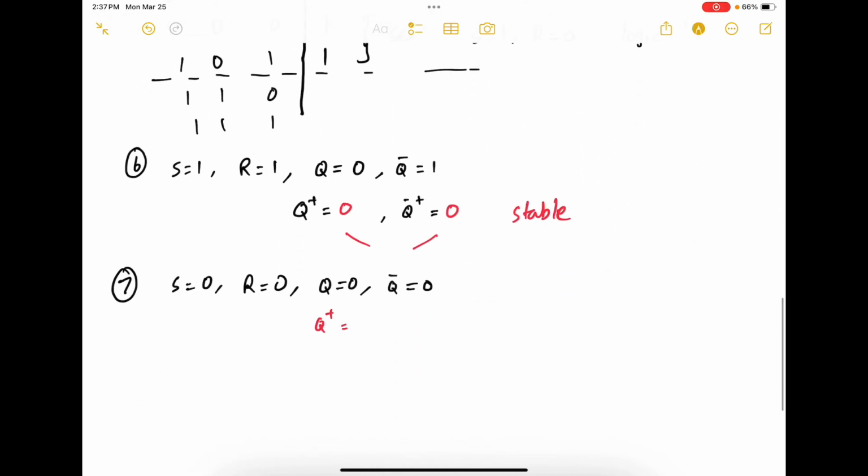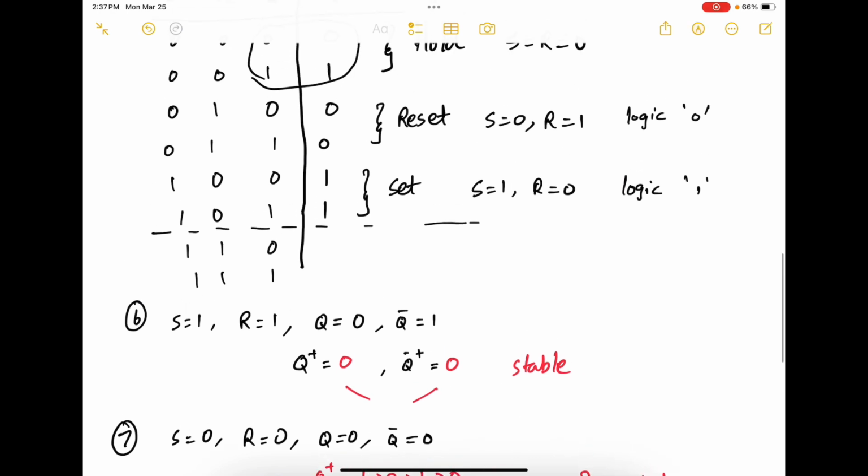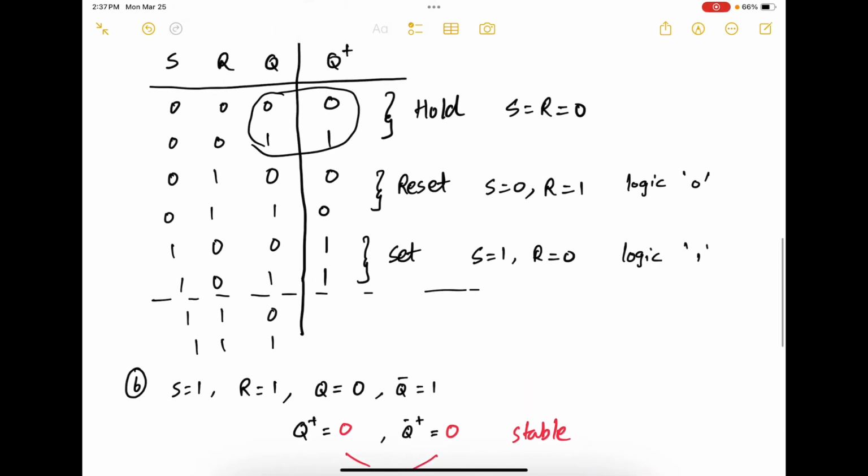So your Q plus will be 1, 0, 1, 0, and so on. And your Q prime plus will also be 0, 1, 0, 1, and so on. Or 1, 0, and so on. So this is unstable, which is why in an SR latch, we make sure that we never set the inputs S and R to 1 and 1. So this is going to be don't care and invalid. So make sure to never set S and R to 1 in an SR latch.